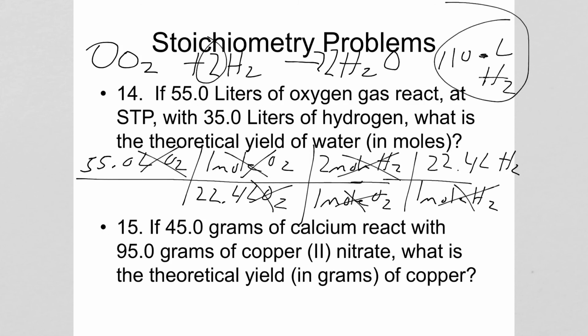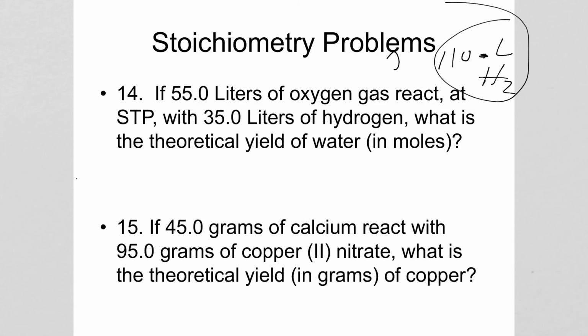So for 55 liters of oxygen to react completely, we need 110 liters of hydrogen. Well, we don't have 110 liters of hydrogen, we only have 35. That tells you that hydrogen is the limiting reactant. So to determine the theoretical yield of water, we need to use the hydrogen, not the oxygen.